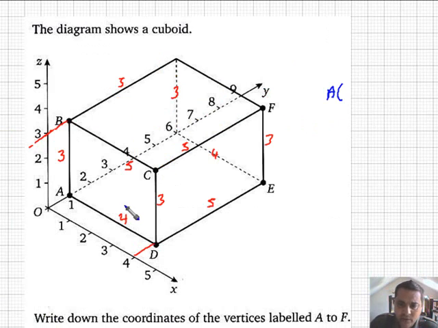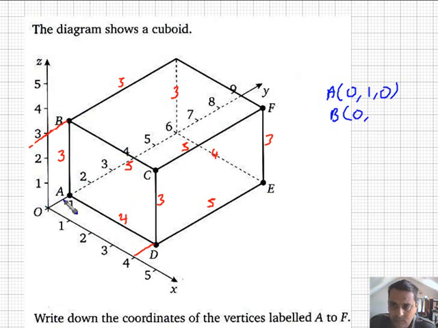A, well, it's 0 in the X direction. I've got 1 unit in the Y direction. That's been wonderfully drawn for us, so I'm grateful for that. And I'm not going up at all in the Z direction, so 0, 1, 0. Then we'll do B. Well, it's 0 across because it's directly above the A. It's 1 in, and I'm climbing 3 units up, so it's 0, 1, 3.